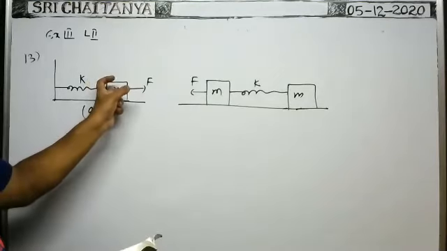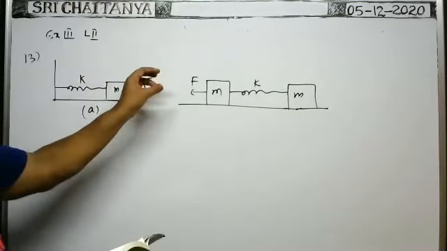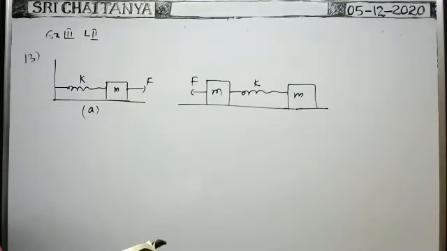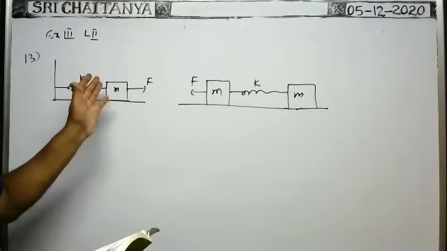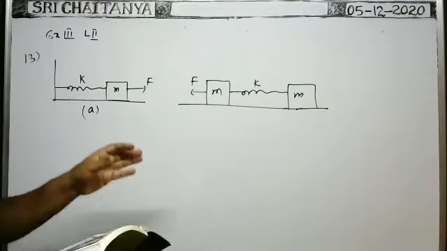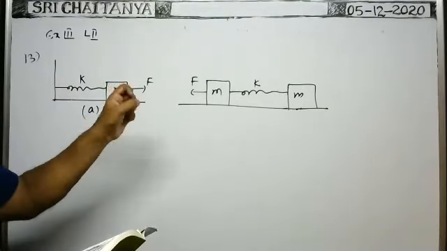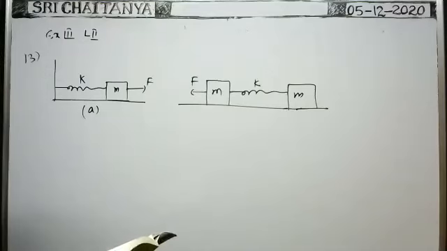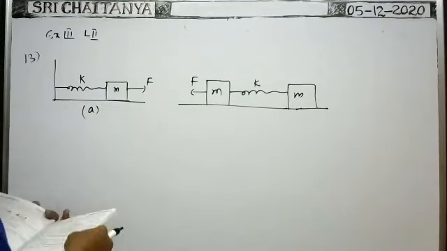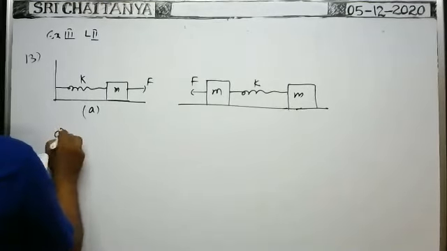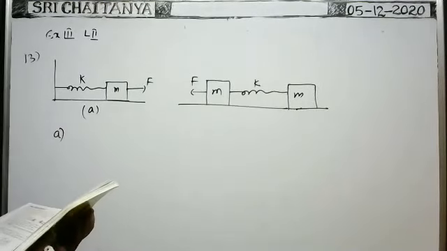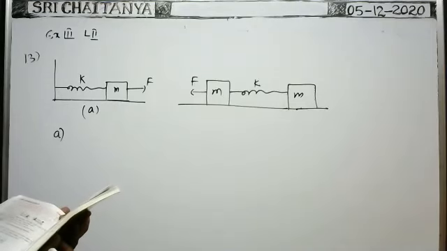Here they pulled it with force F and released it. Then the mass in case A and the masses in case B are released. That means both were stretched and released. After releasing, we have to take the options one by one. While oscillating, the maximum extension of the spring is more in case A than in case B. That we have to check first.